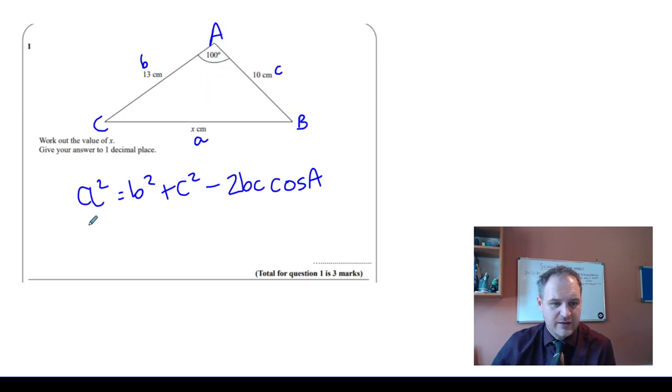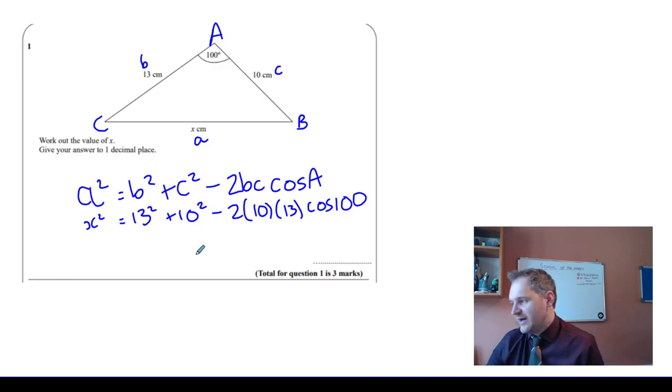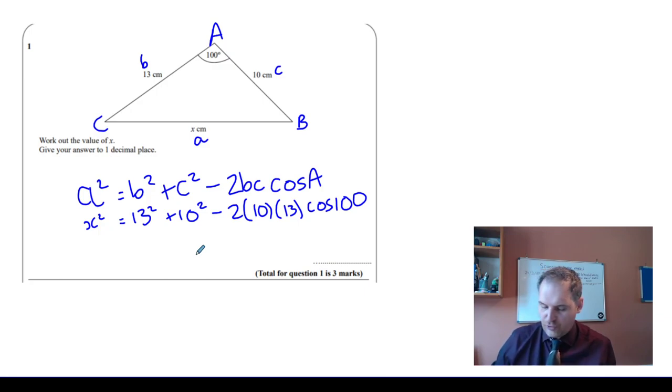Therefore, we're putting everything in. x squared equals 13 squared plus 10 squared minus 2 times 10 times 13 cos 100. This again is in the calculator. Feel free to put it in. Let me know if there's anything that you can or can't do. 13 squared plus 10 squared minus 2 times 10 times 13 cos 100 equals 314.